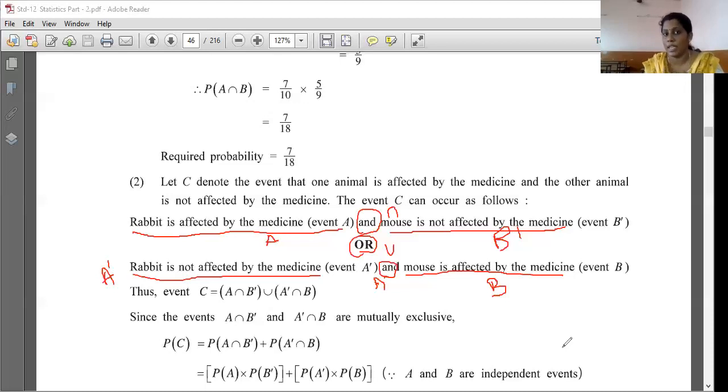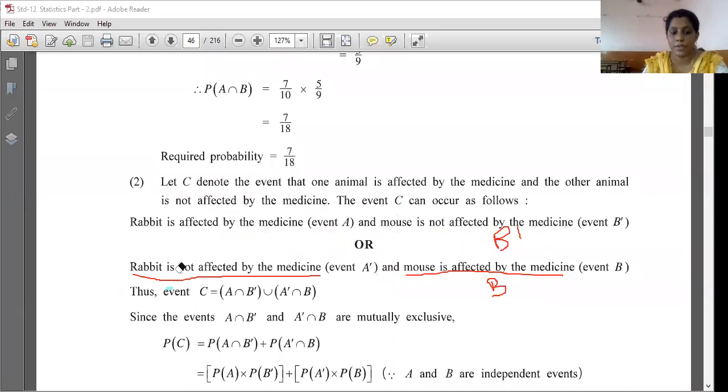Again I am saying, 'and' means intersection, and intersection means multiplication; 'or' means union. Okay, and 'or' also means plus. You should understand all this well. Wherever intersection comes, we will be doing the law of multiplication, and wherever 'or' or union is coming, we are using the law of addition. Okay, let me rub this. Now we'll go further. Now we have to substitute the values.